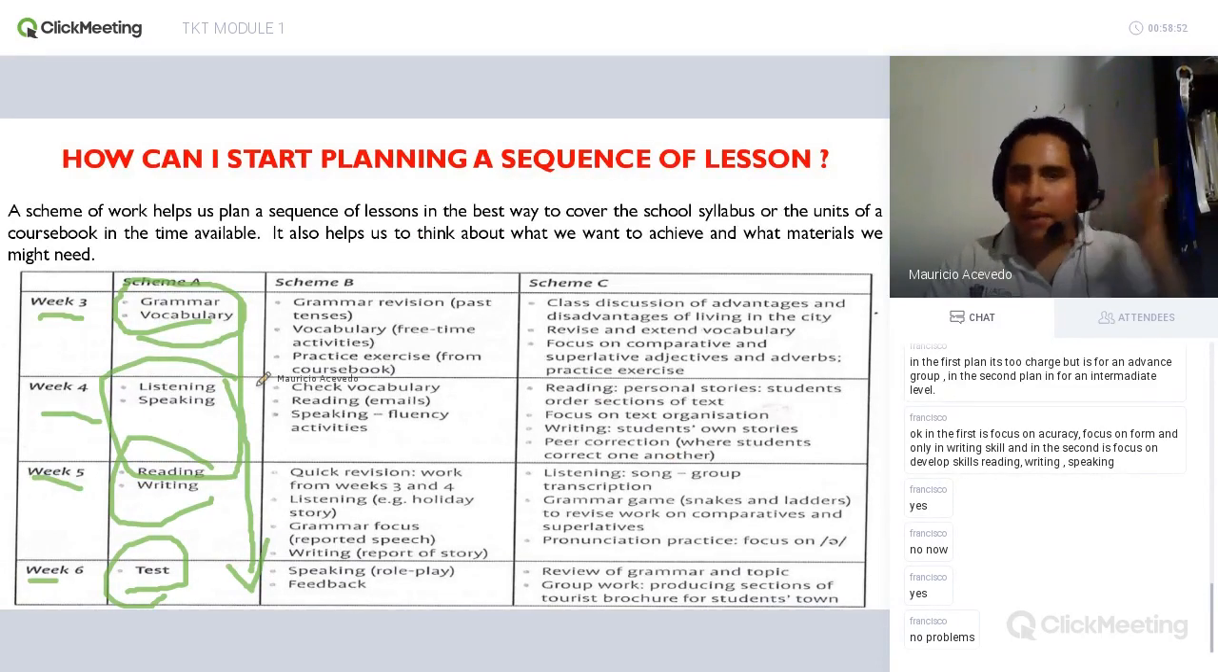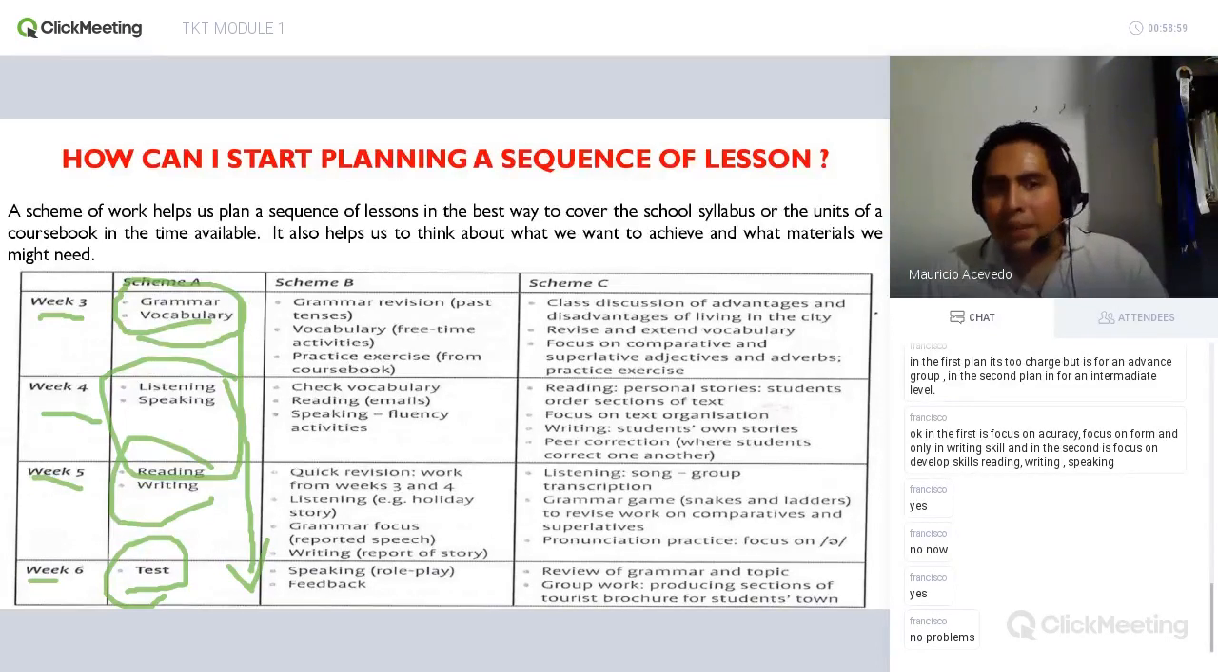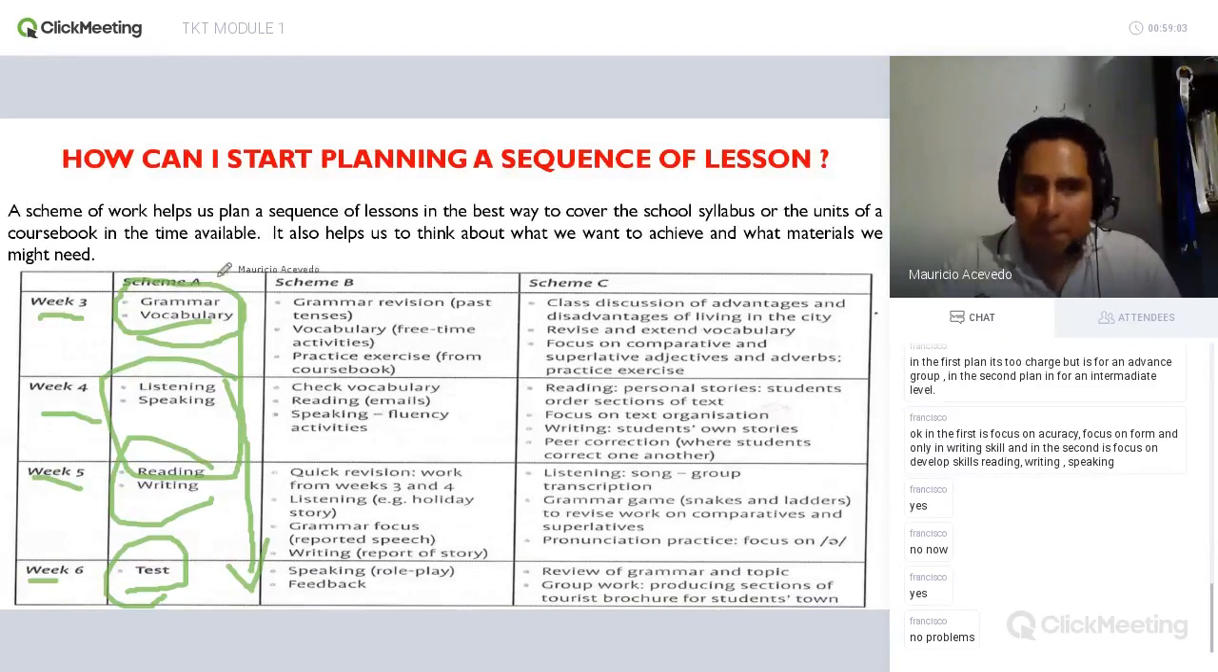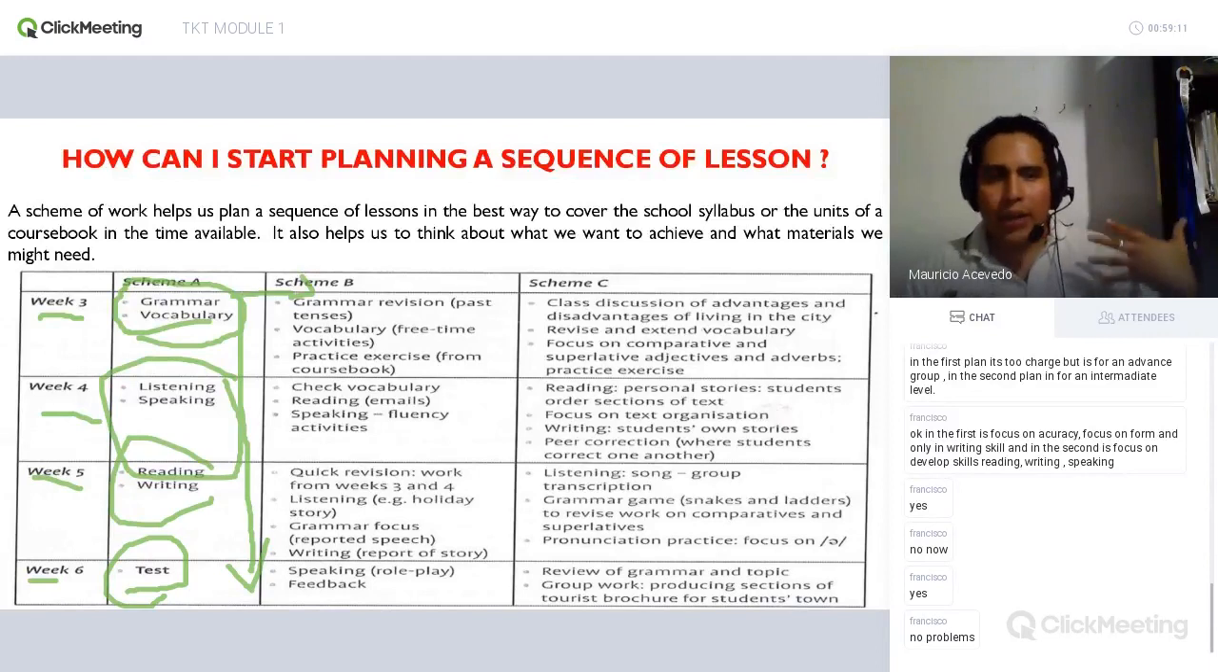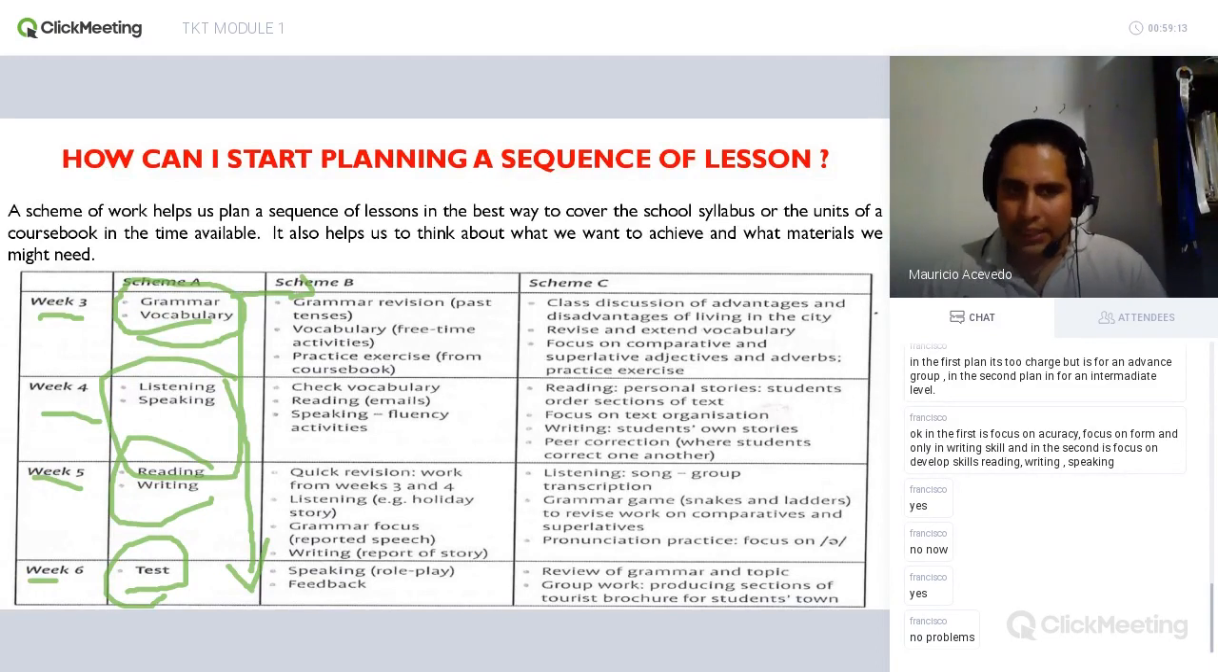Okay, this is very general, as you can see. You just write grammar, vocabulary, listening, speaking, etc. In scheme B, you need to explain a little bit more. Okay, grammar, yes, but how are you going to look at grammar? For example, grammar revision, past tenses. Vocabulary, what kind of vocabulary? Well, vocabulary related to free time activities. Okay, and exercises from the book, which is not here. It's part of grammar, but it's not mentioned in part A.